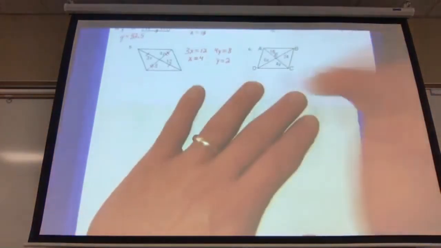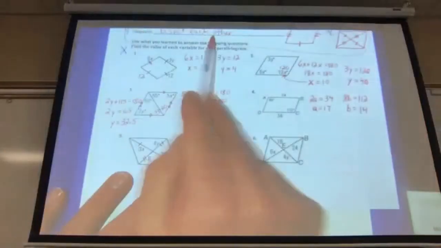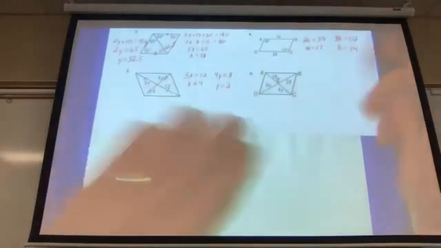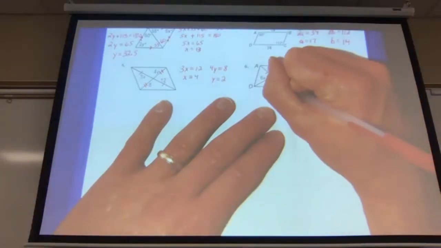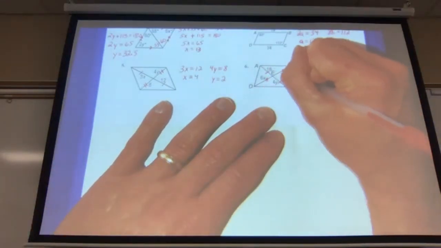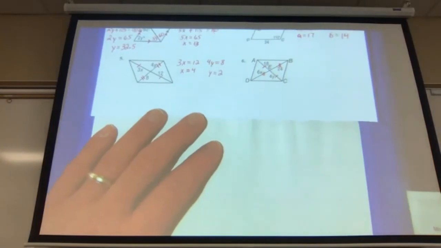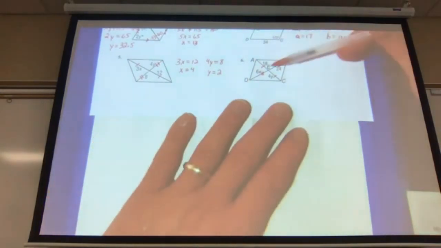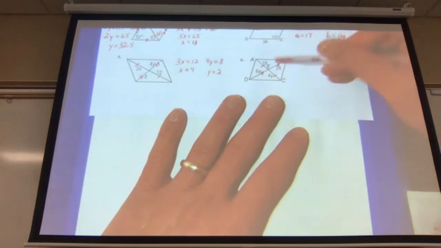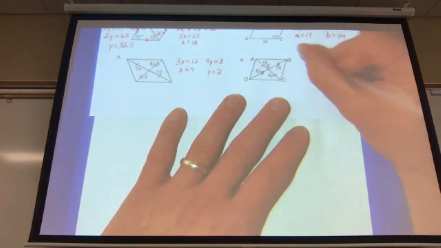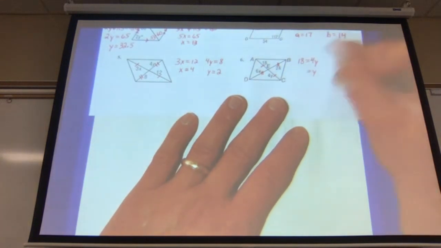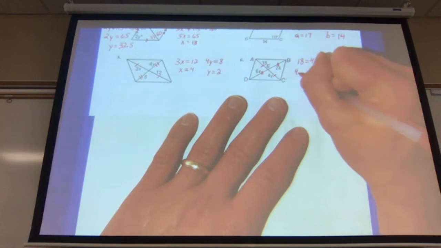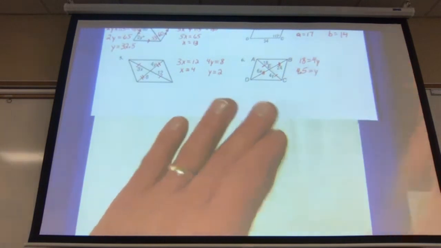And then number 6, same exact theorem. Diagonals bisect each other. So on my picture, I can split this diagonal in half. And I can split this diagonal in half. And then from there, you can make your two equations. I'm going to start with the y's. This time it doesn't matter which one you start with. 18 and 4y will be equal. If we divide by 4, we're going to get a decimal this time. 4 goes into 18 4.5 times.